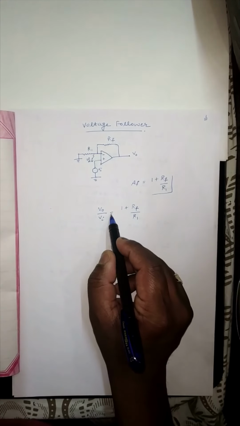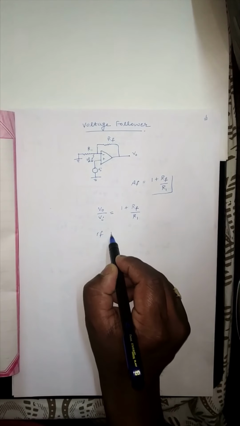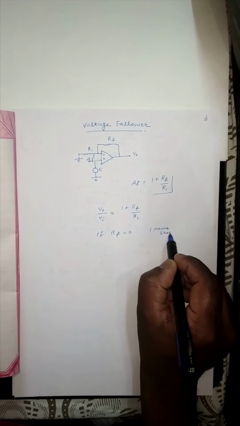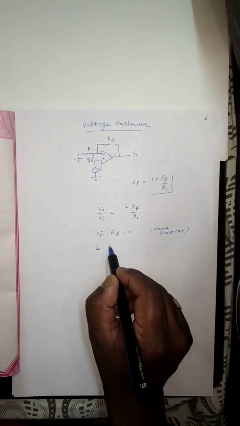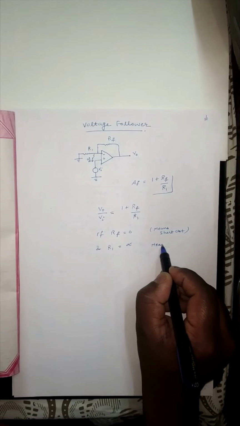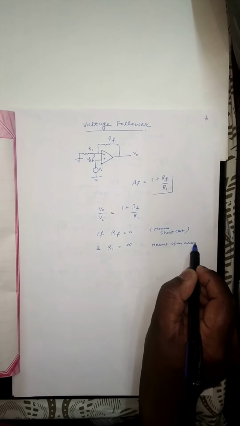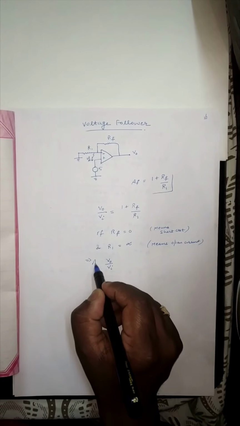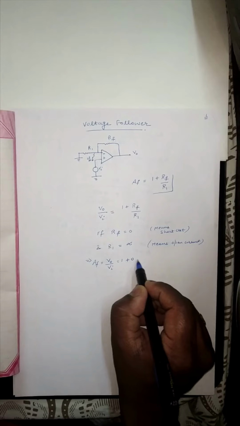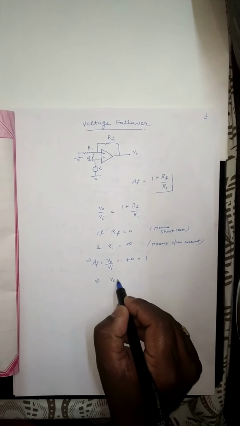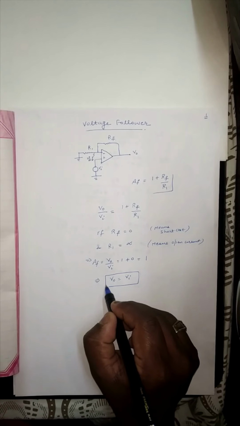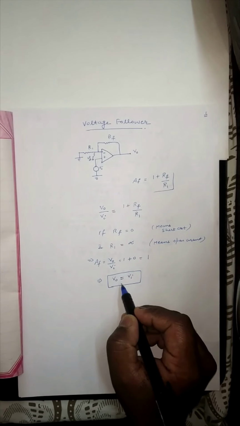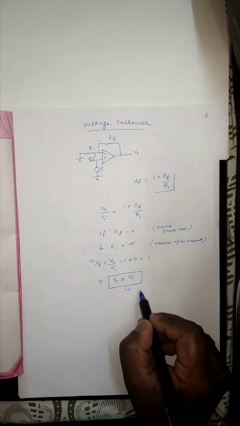Now at this point, suppose we have a condition, if Rf is 0 means short circuit and R1 is infinite means open circuit. So the gain of the amplifier, which is Vo over Vi, will become 1 plus 0, simply 1. It means that Vo is simply equal to Vi. So in this case, if these two conditions are satisfied, then the output voltage will be exactly equal to the input voltage. It's called as voltage follower circuit.